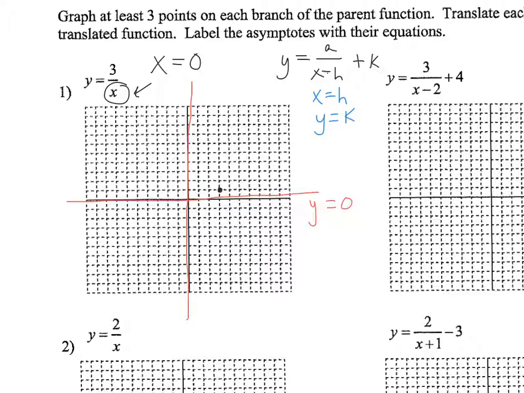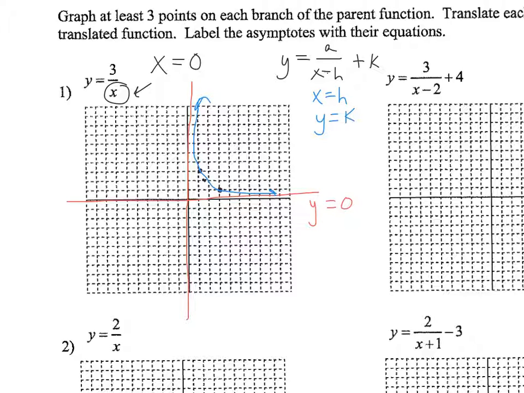You could plug in 1 for x. You could plug in 1.5, because 3 divided by 1.5 is 2. So 1.5 and 2. So I have these 3 points right here, and I'm going to curve them and connect them like this. Remember, your curve should not cross these asymptotes.